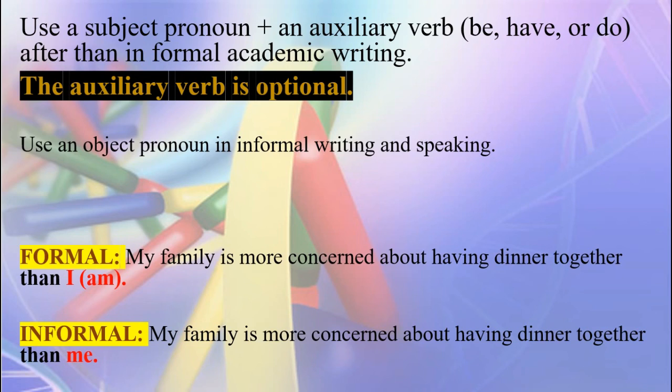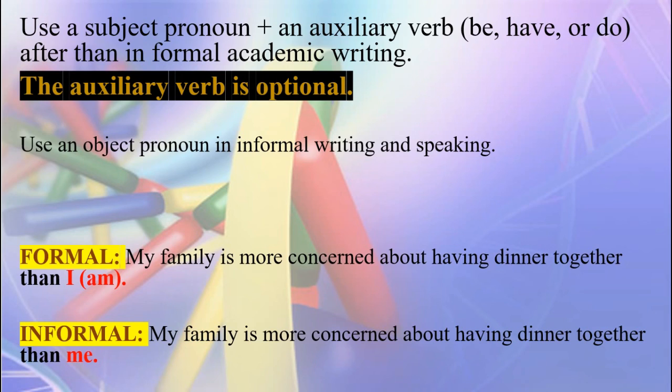Comparative adverbs are formed as follows. For example, use a subject pronoun plus an auxiliary verb be, have, or do after than in formal academic writing. The auxiliary verb is optional. Use an object pronoun in informal writing and speaking. For example, informal: my family is more concerned about having dinner together than I am.